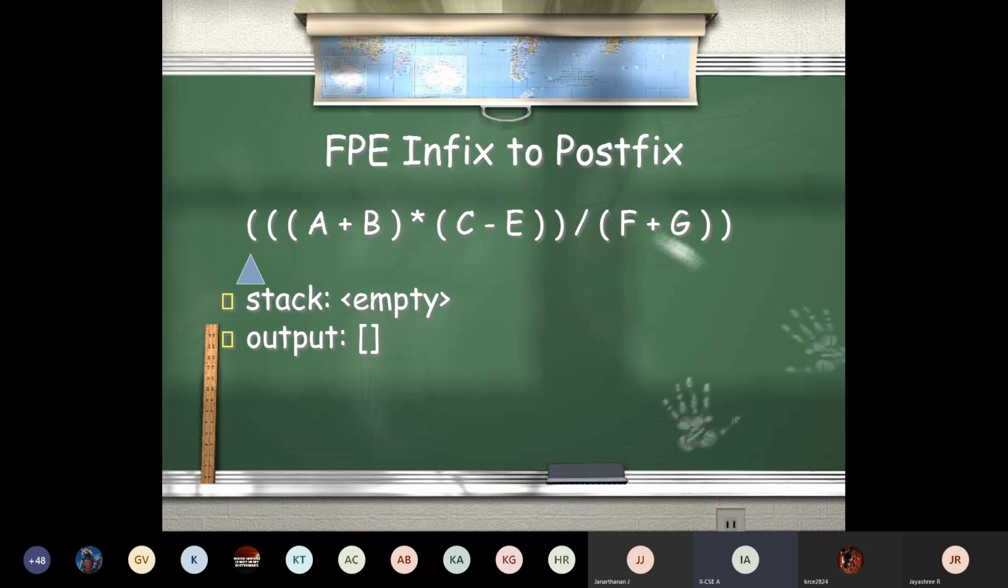Okay, so we'll see what is the first step. Step by step we are going to learn. First I'll read this open bracket. If it is an open bracket, you are going to push it into the stack.